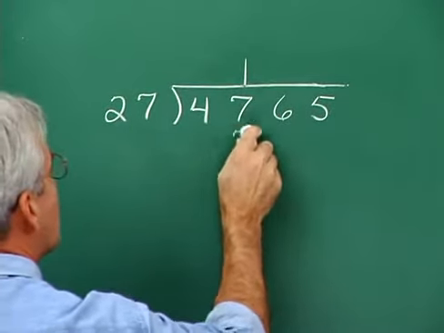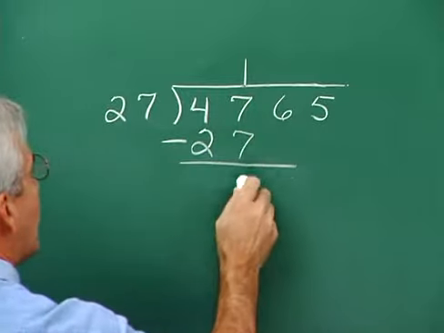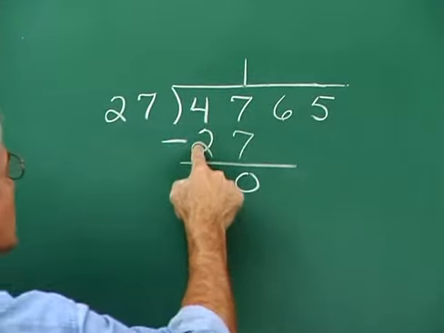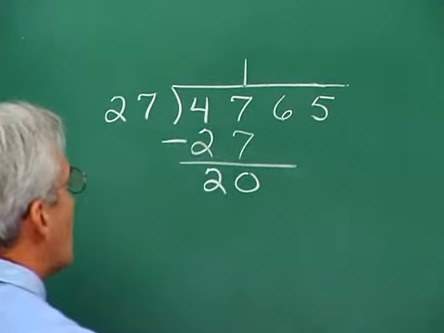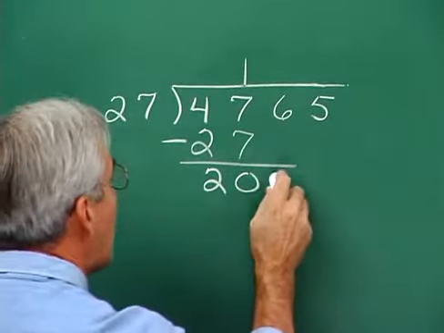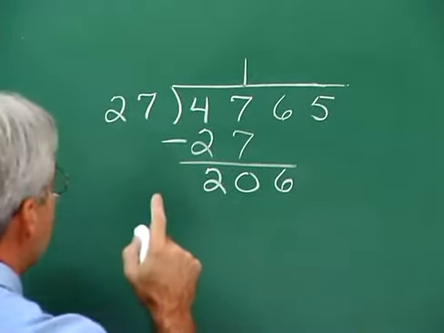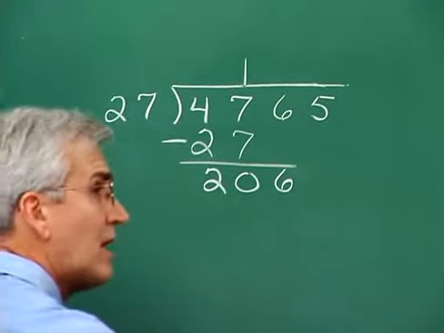1 times 7 is 7, and 1 times 2, 2. When we subtract, let's see, 7 minus 7 is 0. 4 minus 2 is 2. So we have 20 at this point for our remaining digits. And now we bring down the next digit, 6. And once again, we go through that same division, that same decision process.